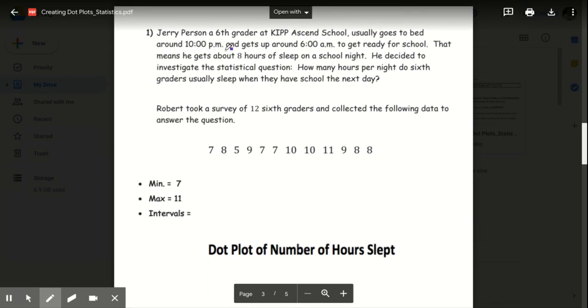We all know that's not true. Jerry goes to bed very late, and gets up around 6 a.m. to get ready for school. That means he gets around 8 hours of sleep on a school night.